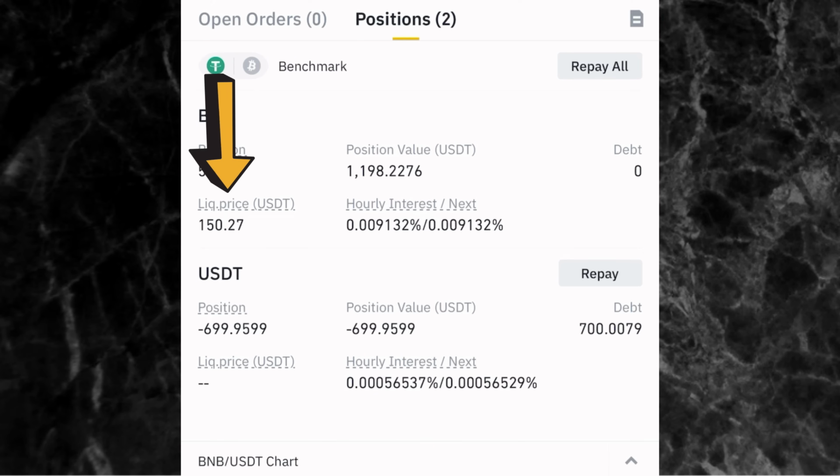And right here, you will see that you have liquidation price. So for margin trading, you also have liquidation price, just like futures trading. That's the price at which if it gets to that price, you lose all your money. And also you can see your hourly interest rate. So you can see this is the interest rate that's coming on your debt every 1 hour. And right here where you have USDT, you'll be seeing that you have a debt of $700. So you can see your debt right there.